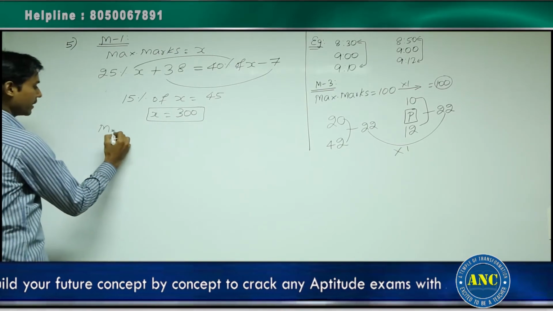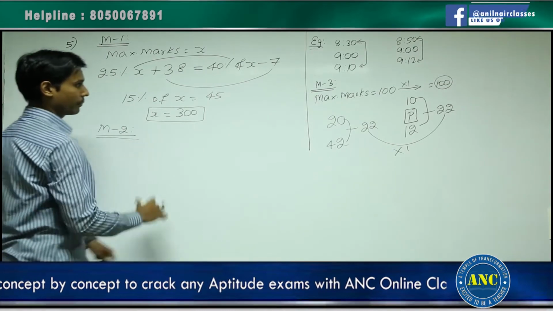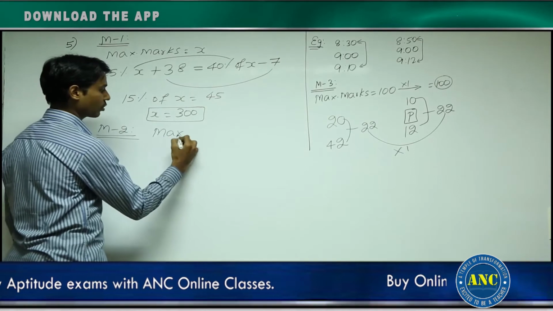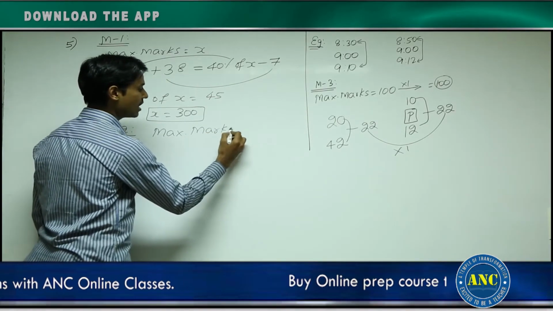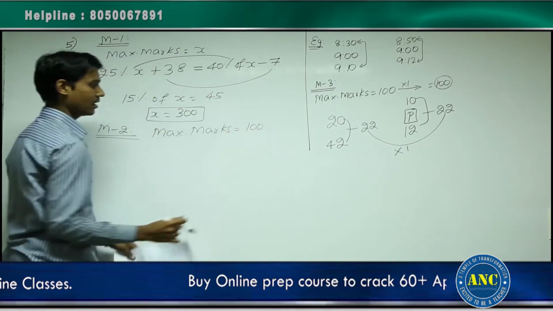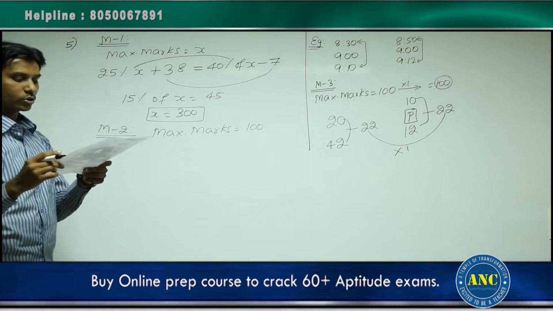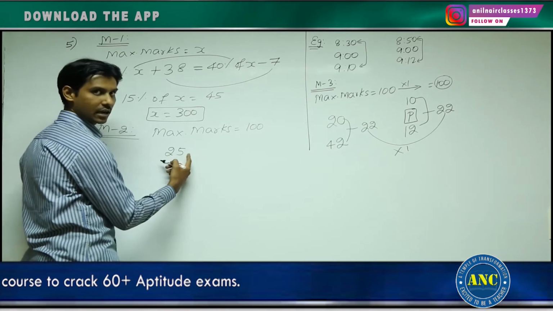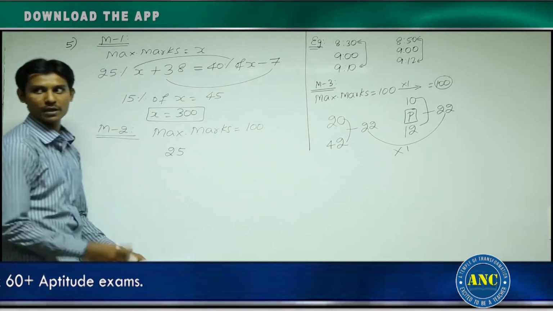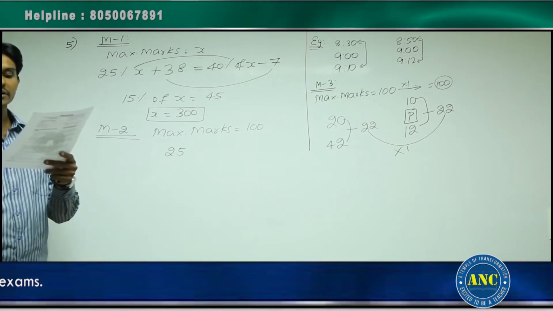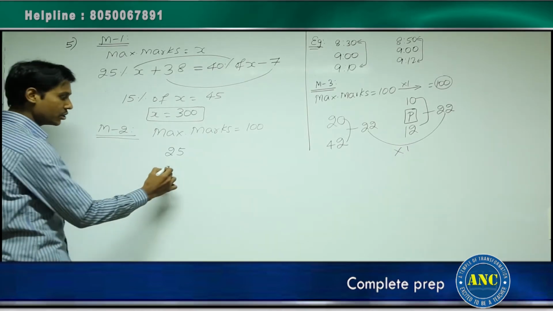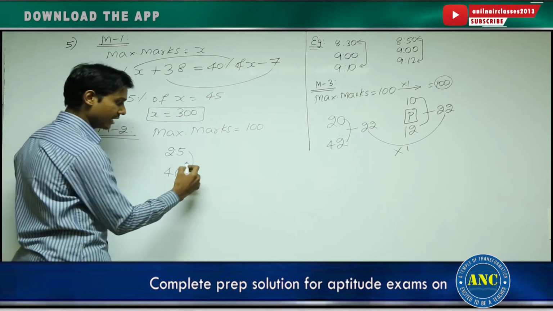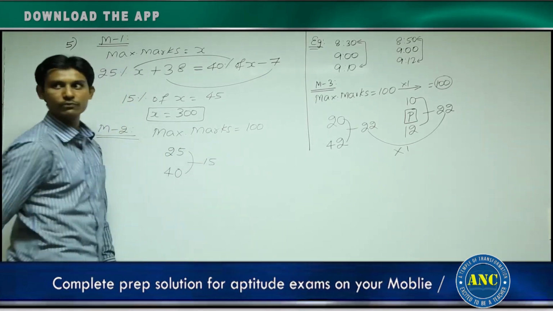Now method 2. If I use this approach, I will assume the maximum marks as 100, because the question is given in terms of percentages. What is the first statement? The first person is scoring 25%. 25% of 100 is 25 marks. Another student is scoring 40%, so 40 marks. The difference in marks according to me is 15.